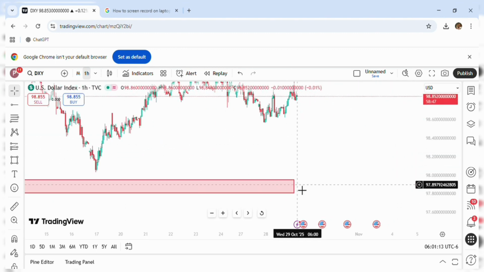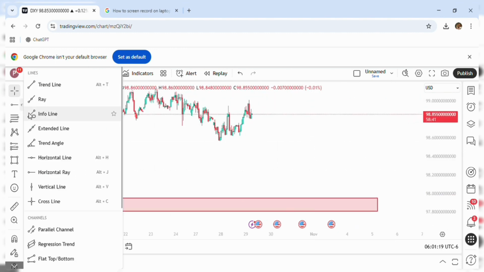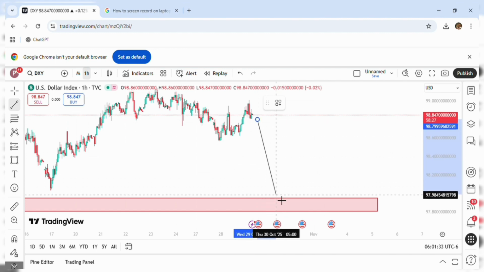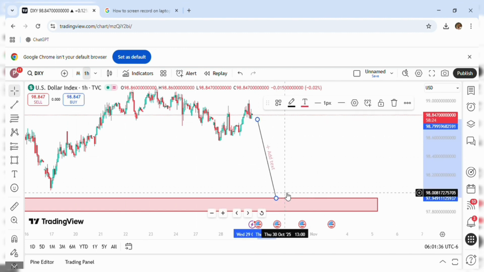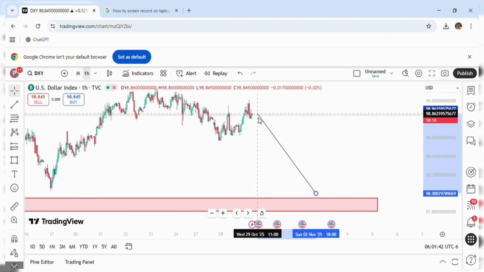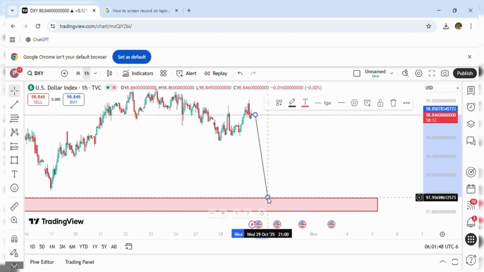The 1 hour is telling us the market will still drop before it starts going up. That means DXY, we are looking for DXY to drop down to this zone. Then we can enter for a sell once DXY gets there.